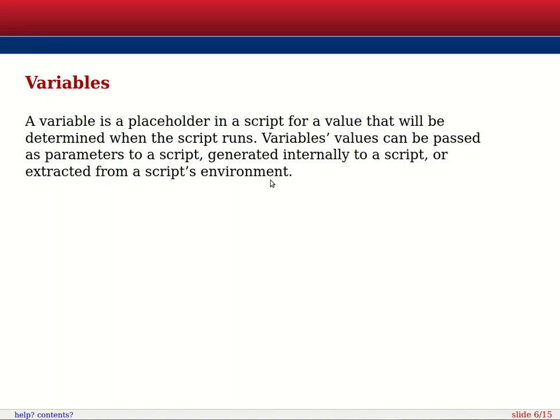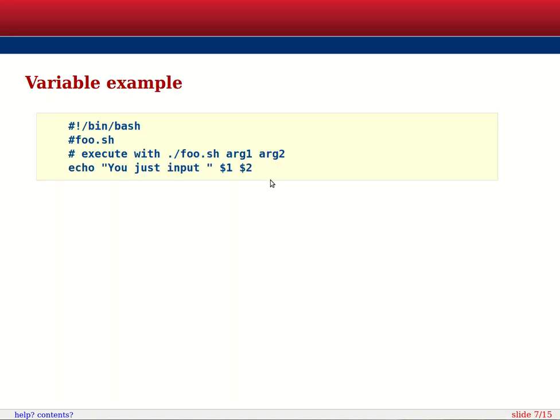scripting language allows us to create variables. A variable is just a placeholder in a script for a value that will be determined when the script runs. Variable values can be passed as parameters to a script, generated internally to a script, or extracted from a script's environment. We won't do all those. Our goal here is not to become expert script writers, just getting a little flavor or taste of scripts.